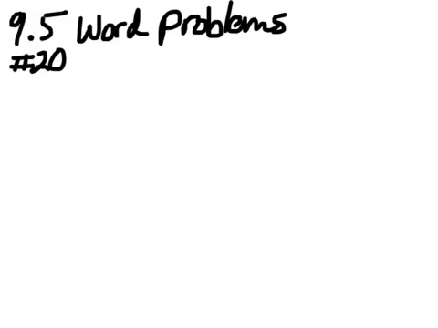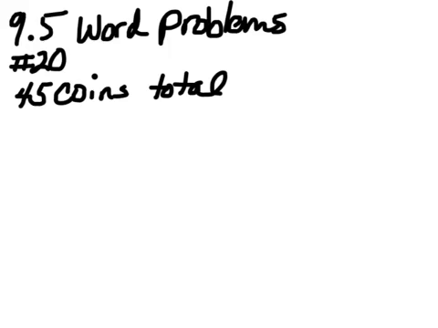Okay, this is word problem number 20 from section 9.5, actually on page 435. I thought it would work kind of backwards on some of the problems, start with the higher ones. Okay, it tells us Rebecca has 45 coins total. And it tells us also that all she has is nickels and dimes.